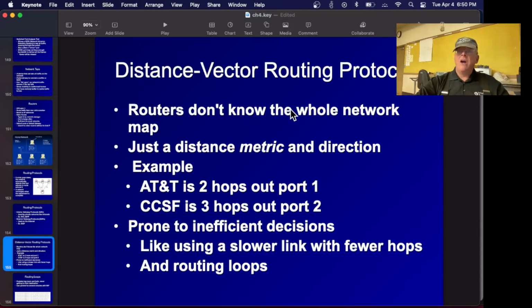The original routers had very little processing power and very little memory. They were weak, and so they used a very simple protocol, which was RIP, a distance vector routing protocol. They didn't know how fast the links were. All they did was count how many hops, how many routers you passed through. So if AT&T is 2 hops out port 1 and CCSF is 3 hops out port 2, then it will make a decision to go wherever the less hops are, which is a very simple metric. This turned out to be pretty inefficient.